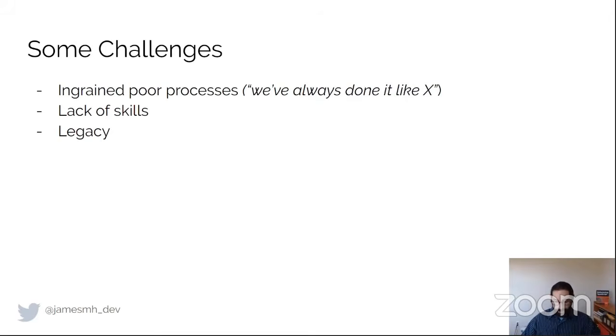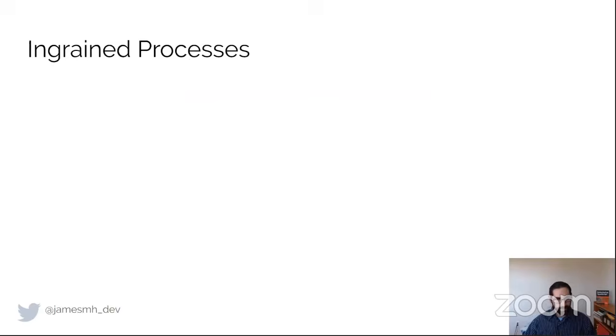So some of the challenges that you will face and that I will face in these kinds of organizations are what I call ingrained poor processes, and you can usually tell what these are when people say, well, we've always done it like this. We've always deployed things through FTP. Why should we automate a build pipeline and all this stuff, right? Oh, we've never tested, so it's worked fine. Those kinds of things. Lack of skills is a big issue too, and we'll cover that. And then, of course, legacy.